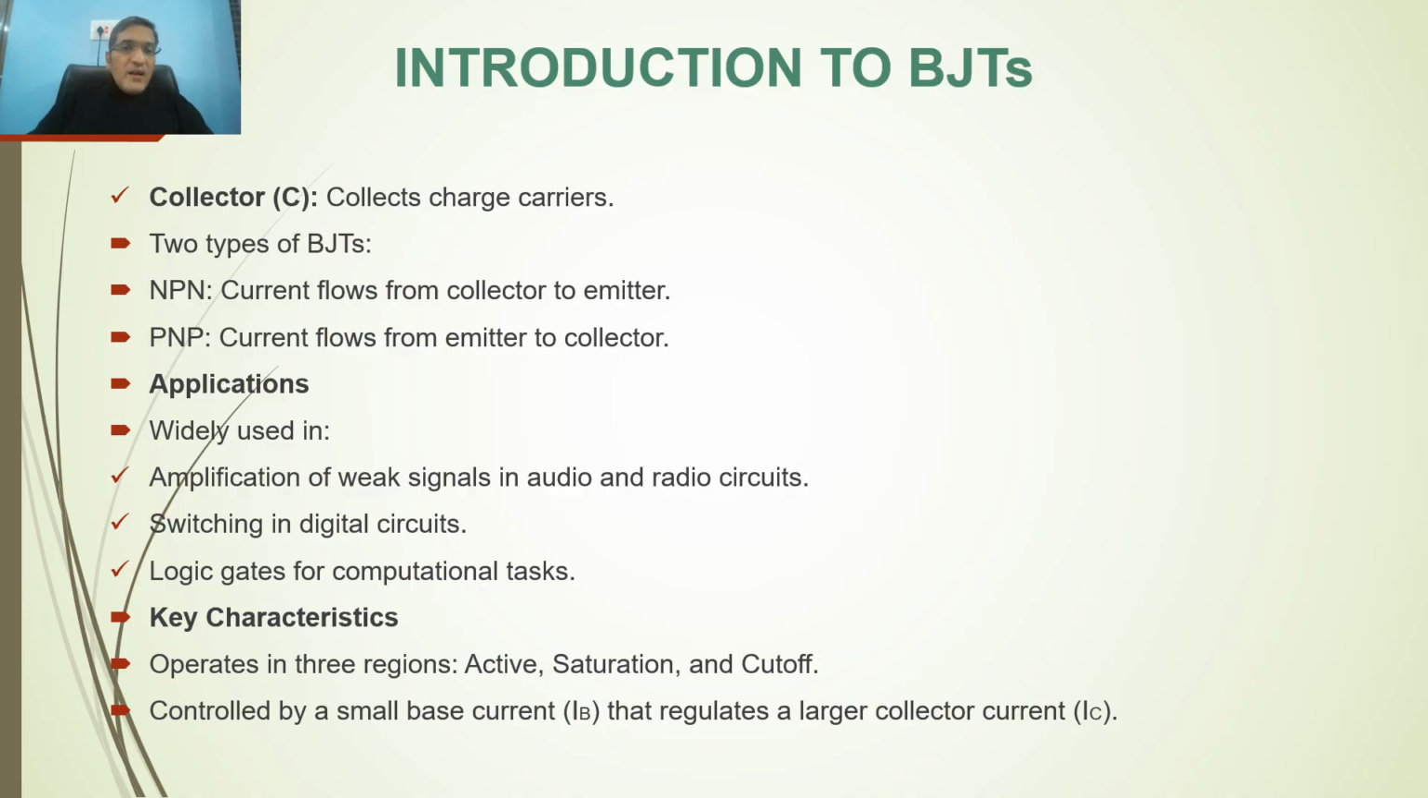The last one is the collector region. As its name indicates, it collects the charge carrier. Basically, BJT has two types. We have discussed NPN and PNP.